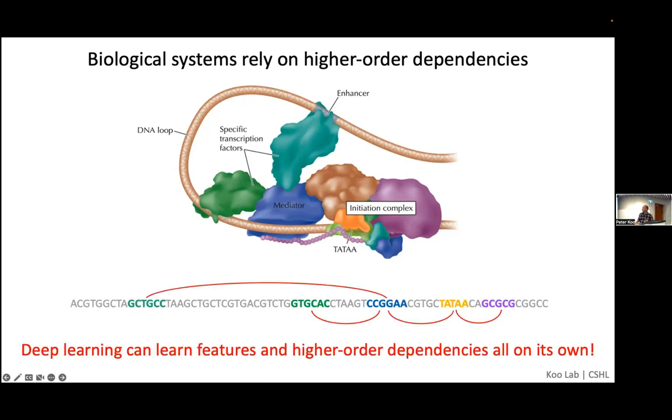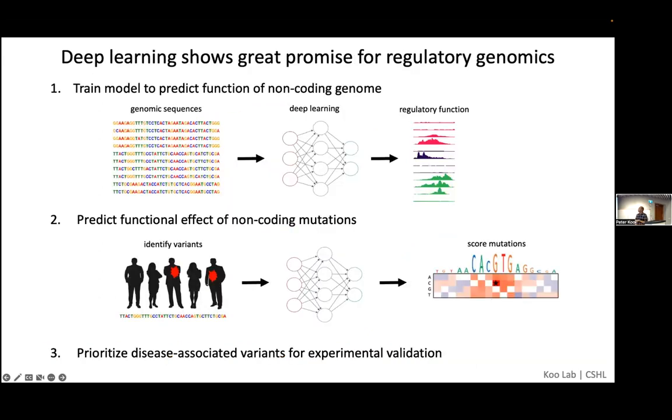In principle, it can be trained on just the DNA sequences, and it can learn the binding sites of each of these proteins, their locations, their binding strengths, and higher order dependencies. Indeed, deep learning is showing great promise to revolutionize data analysis for genomics and precision medicine. The area that I'm interested in is understanding the functional impact of mutations in the non-coding region of the genome. This is where gene regulatory elements primarily reside.